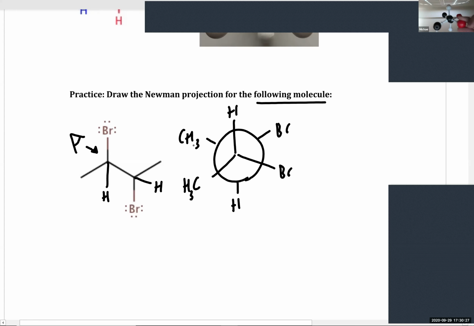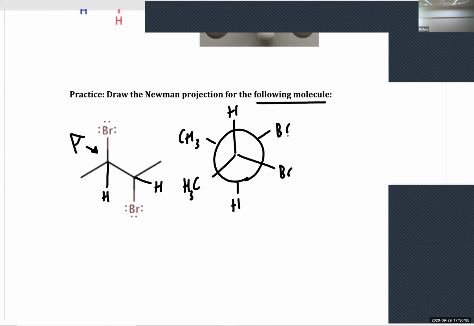Okay, does everyone understand how we generated this Newman projection? We just drew what we saw. Just draw what you see after rotating and looking down one of your carbon-carbon bonds. Does this make sense to everyone?